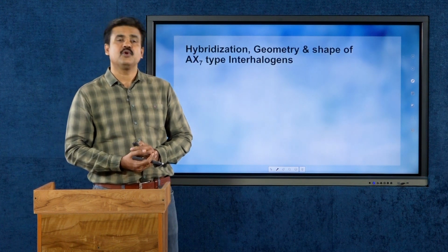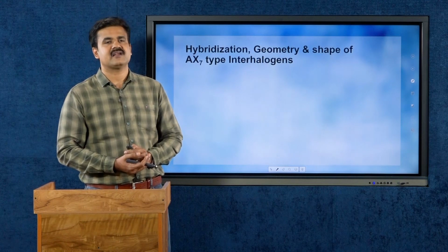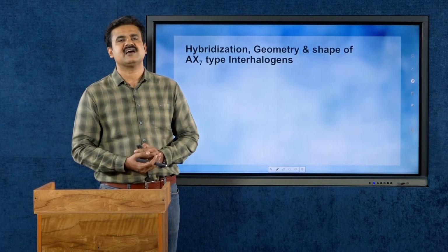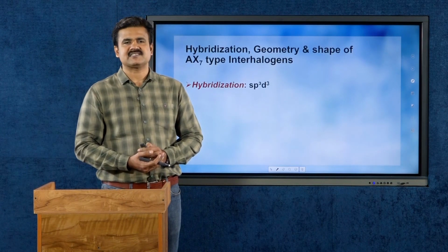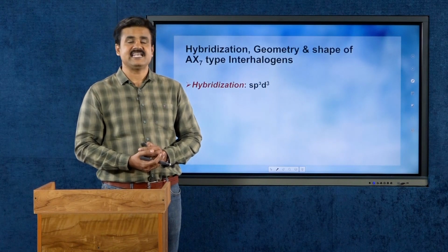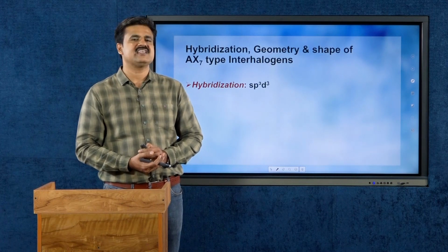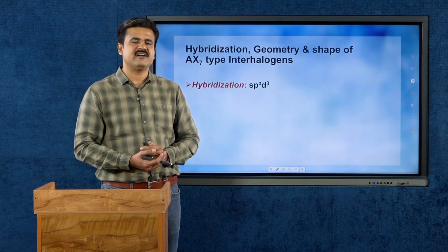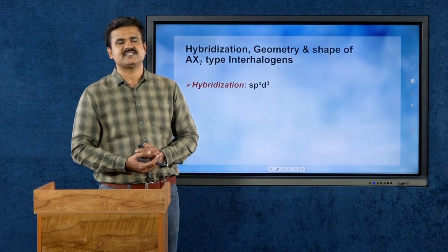Finally, there is one more category of interhalogen compounds, the AX7 type interhalogen. The hybridization, geometry and shape of the AX7 type interhalogen compound is described here. The hybridization scheme represents sp3d3 hybridization. This can be proved by using the expression for hybridization. Here there are 7 valence electrons around the central atom A and 7 monovalent atoms. Adding them together and dividing by 2, you will get 7. 7 orbitals take part in the hybridization, that is sp3d3 hybridization.